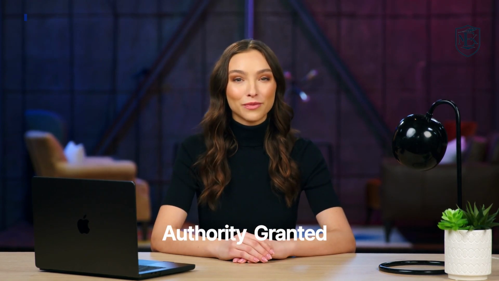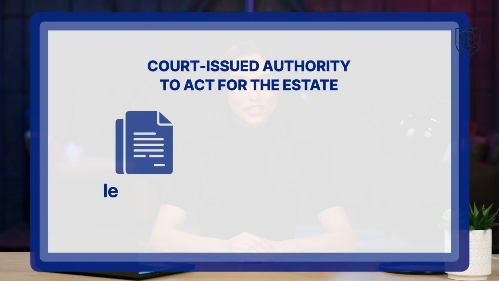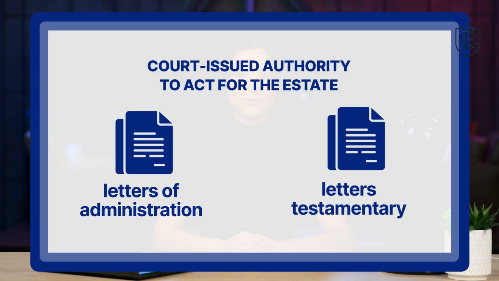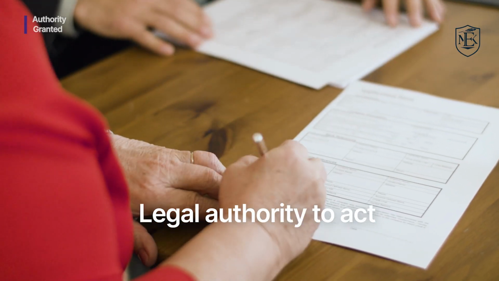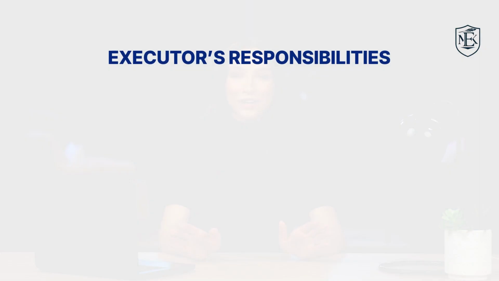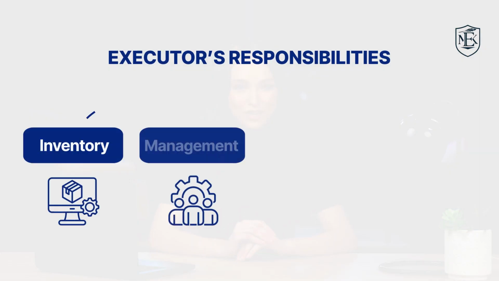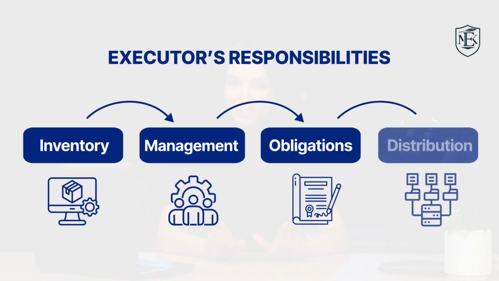Once the court validates the will, they issue a document often called letters of administration or letters testamentary. This is the golden ticket for your personal representative. It gives them the legal authority to speak to your bank, sell property, and sign documents on behalf of the estate. Once they have authority, the real work begins. We can break this down into 4 main areas: inventory, management, obligations, and distribution.